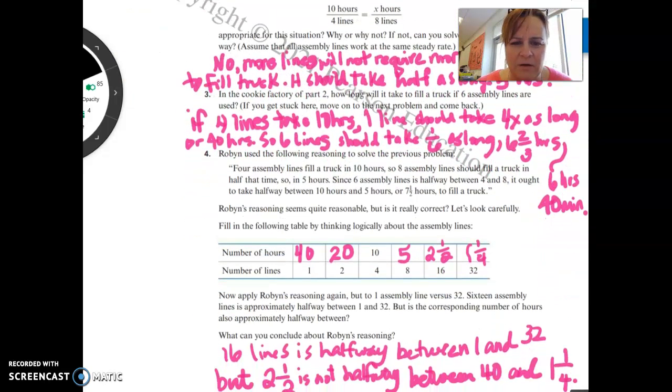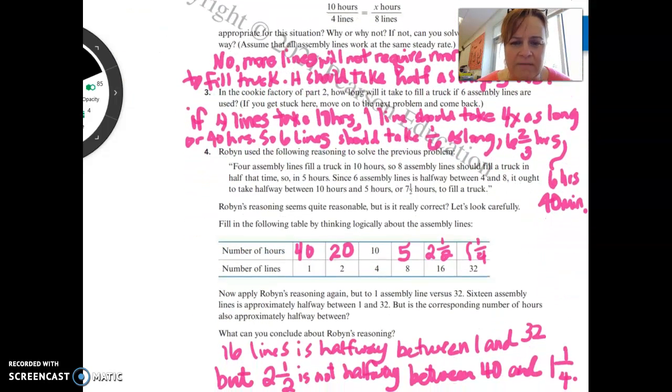So I'm looking down here. I know 1 line takes 40 hours. So 2 lines will take 20 hours. So we have to reason through this by making sense of the fact that it's going to take less time the more lines that we have. So 4 lines take 10 hours, 8 lines take 5 hours, 16 lines will take half of that, or 2.5, and then 32 lines will take half of that, or 1 1/4.